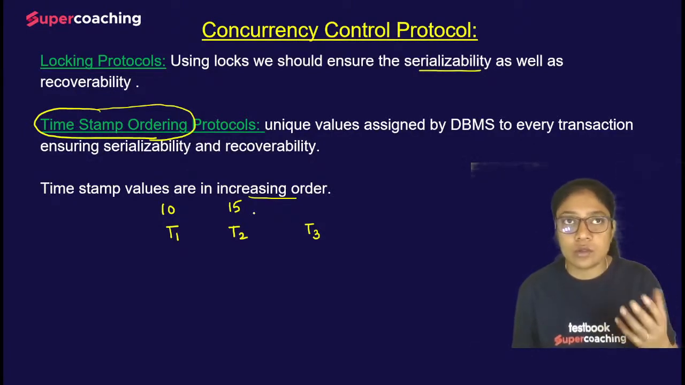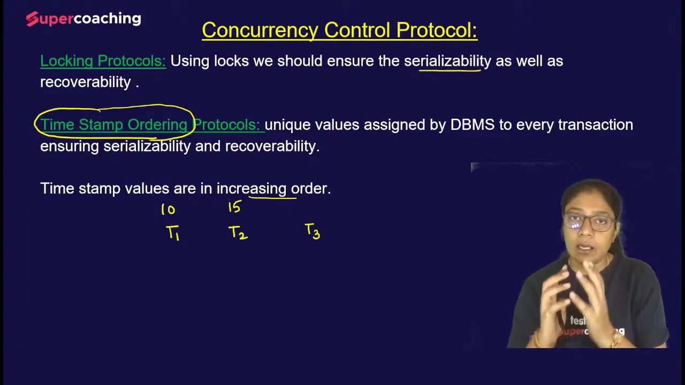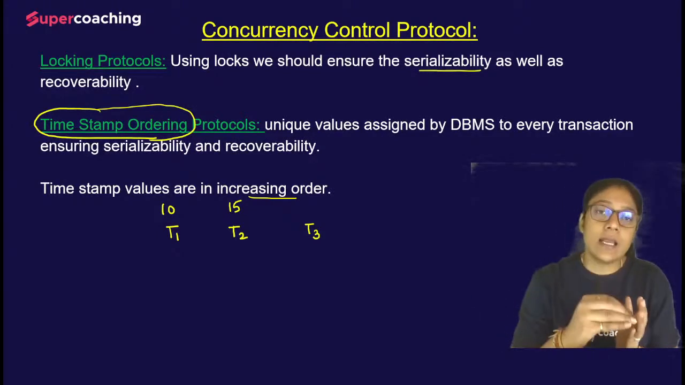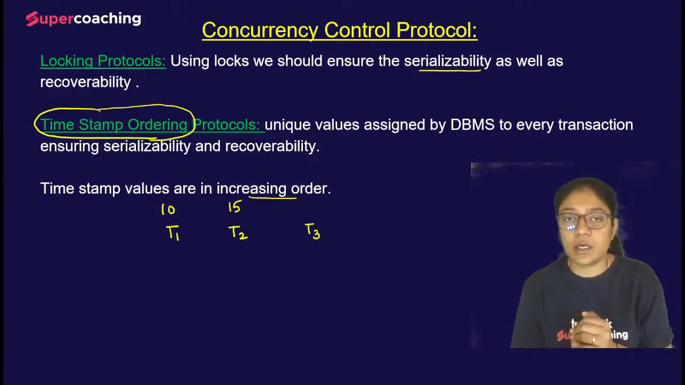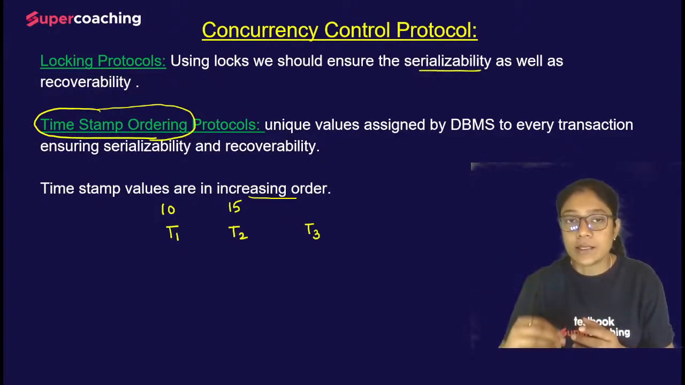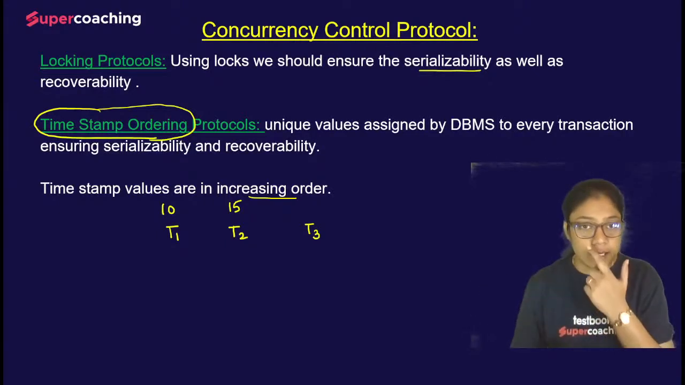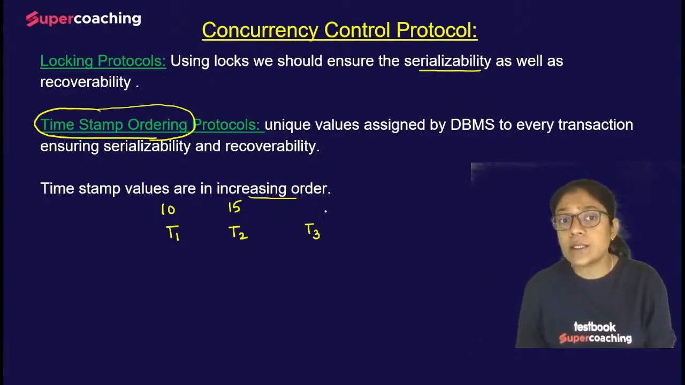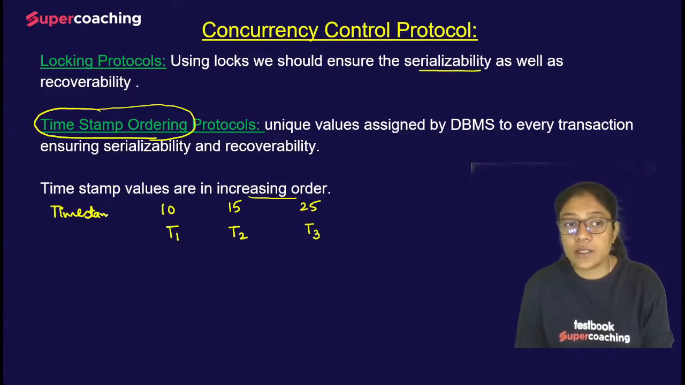Now think about it: timestamp means if one process came, after that the next process is entering into the system, so obviously its timestamp value will be greater, because after a few minutes or after a few hours it's coming up. So it's always in increasing order. Like here I'm considering this as 25. Now on the basis of these, the timestamp values are unique, yes. It's in increasing order, yes.